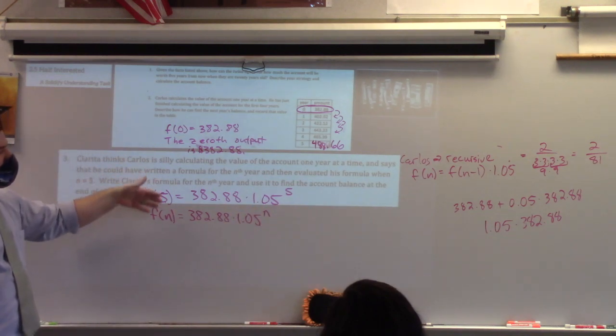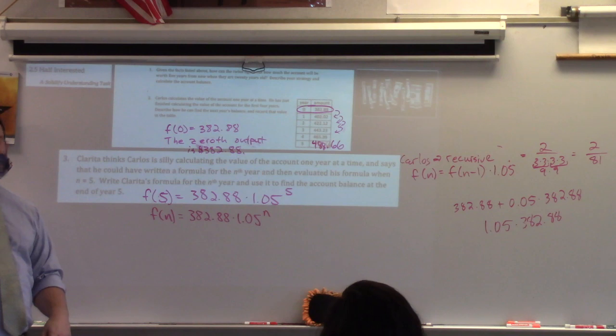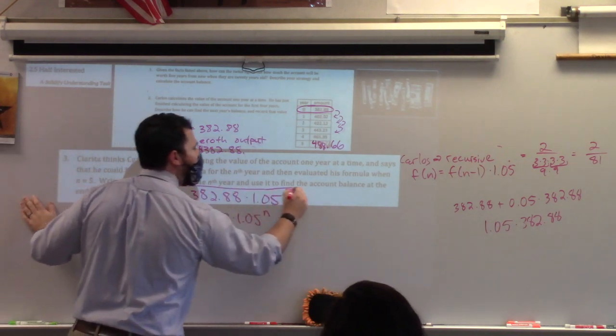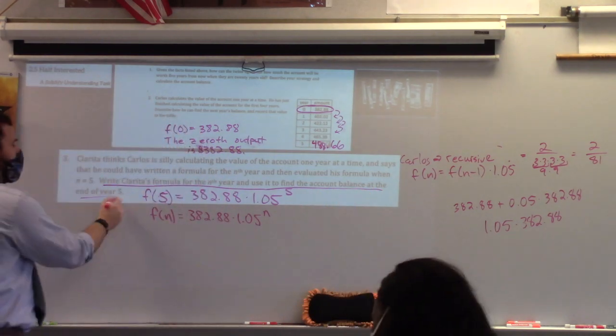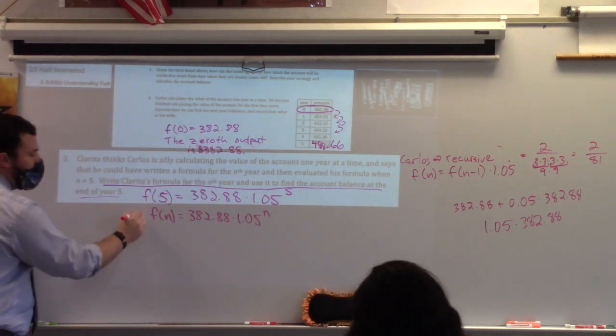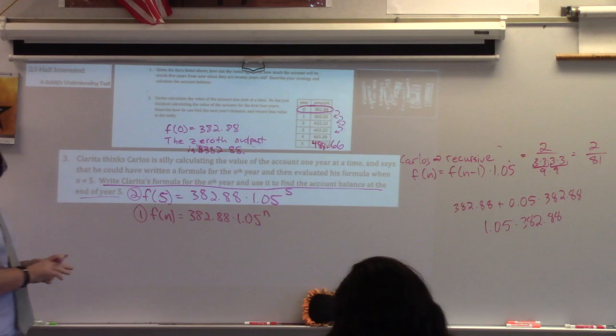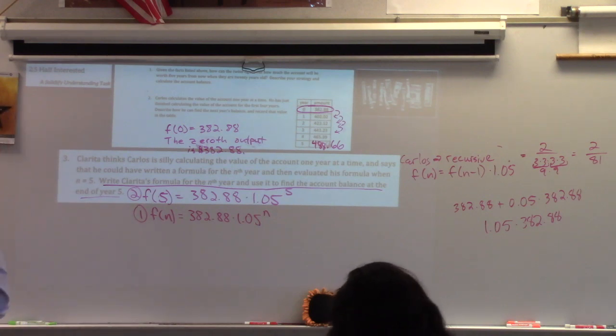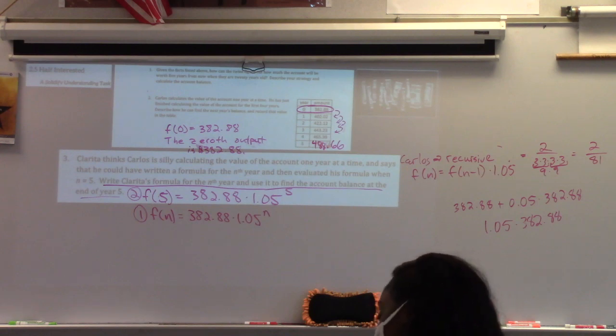Then, when I say f of 5, I'm plugging that 5 in. Notice it says, write Clarita's formula for the nth year and use it to find the account balance at the end of year 5. So really, we should have done this and then this. Can someone use a calculator? Actually, technically, we should all have calculators. Each of us pick up our calculator, type in 382.88, multiply it by 1.05 to the fifth.